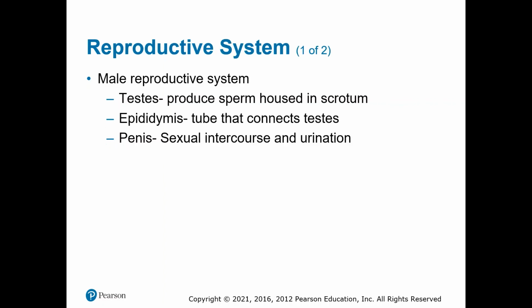The reproductive system. So in the male reproductive system, you have your testes, which produce the sperm housed in the scrotum. Your epididymis is the tube that connects the testes. And then your penis is used in sexual intercourse and urination.